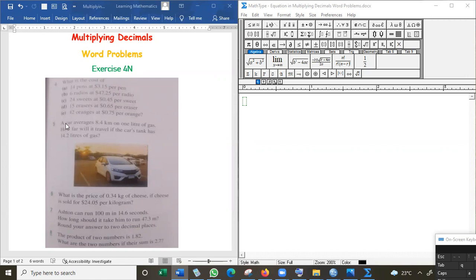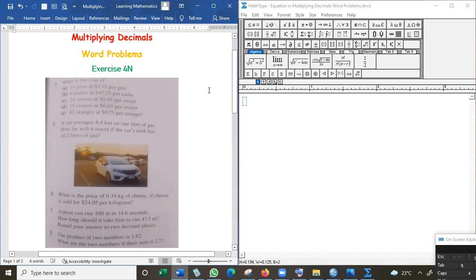Let's go to number 5. It says a car averages 8.4 kilometers on 1 liter of gas. How far will it travel if the car's tank has 14.2 liters of gas? So on 1 liter, it travels 8.4 kilometers. If it has 2 liters, it would travel 16.8. That would be 2 times 8.4. If there was 10 liters, it would travel 84 kilometers. So you have to multiply. 1 liter is 8.4. What is 14.2 liters? We have to multiply.